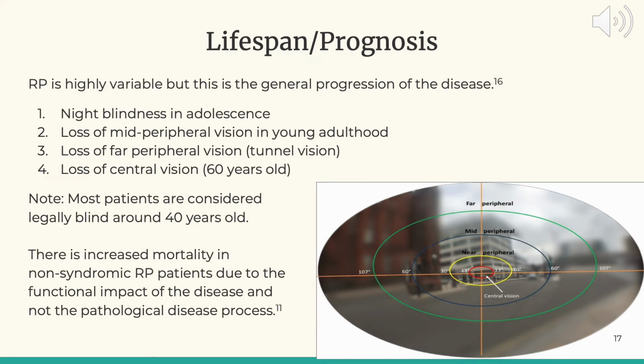So RP can be highly variable, but the general progression of the disease begins with night blindness in adolescence, and then loss of mid-peripheral vision in young adulthood, and then loss of peripheral vision, also called tunnel vision, and then loss of central vision at around 60 years old. Most patients are considered legally blind around 40 years old, and while there is increased mortality in RP patients, it's due to the functional impact of the disease and not the pathological disease process.